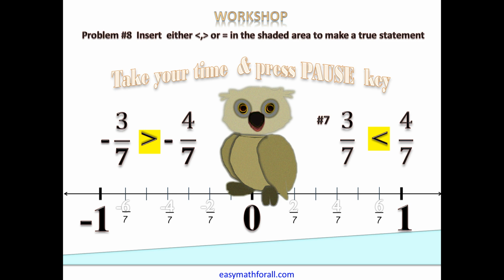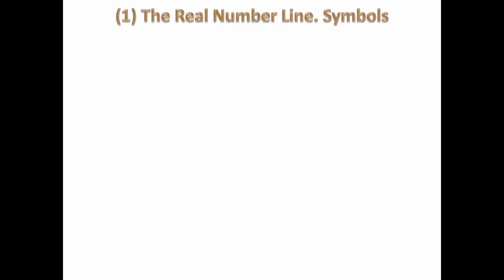Thinking and observation are the keys to our success. It wasn't difficult. You are right. It was easy because we had the same denominators. We practically compared the numerators only. But if we need to compare two fractions when the denominators are different, like 2 over 3 and 3 over 4, what should we do?